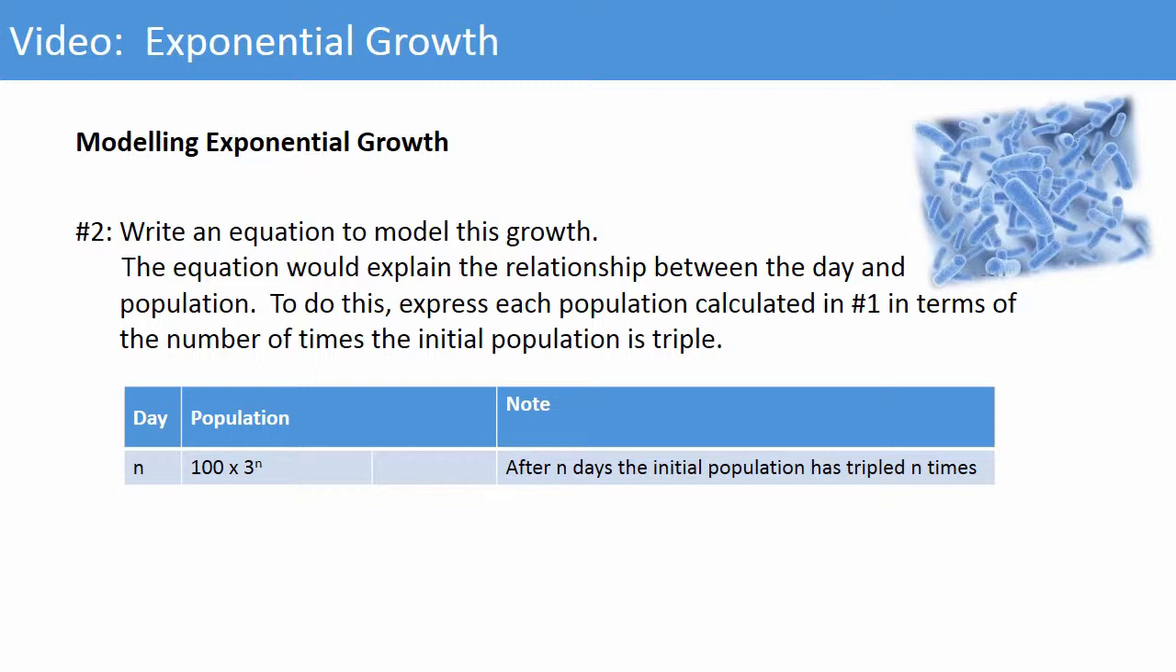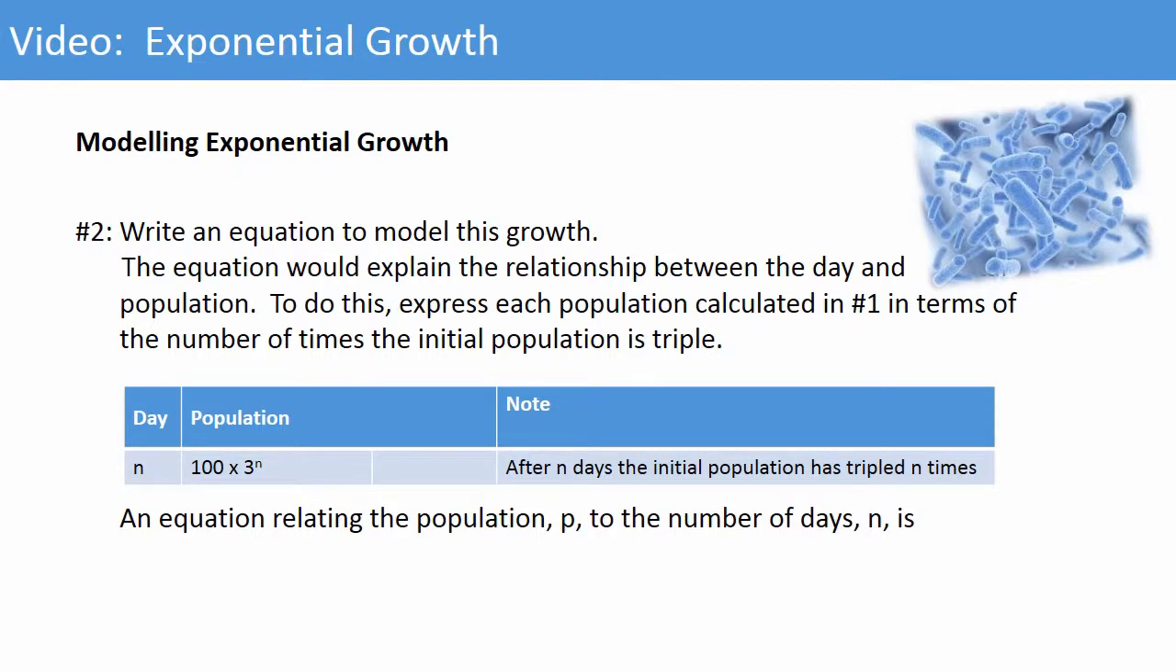An equation relating the population P to the number of days n is therefore P(n) is equal to 100 times 3 to the exponent n. 100 represents the initial population. 3 is from the fact that the population tripled, and n is the time for which we want to determine the size of the population.